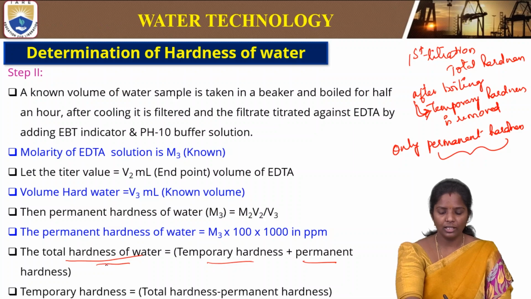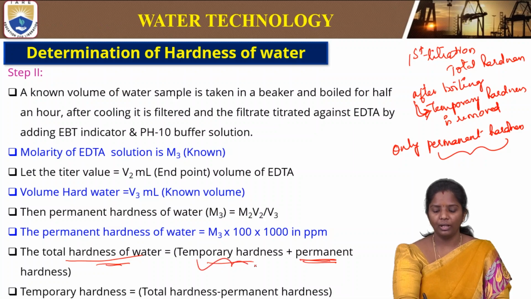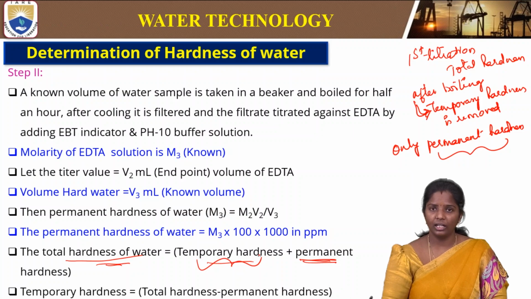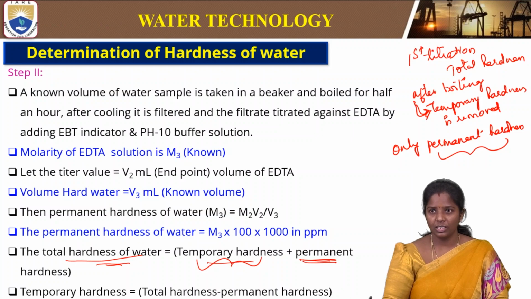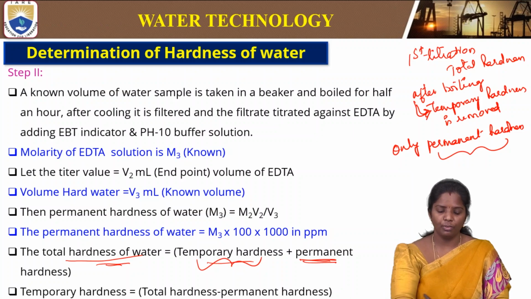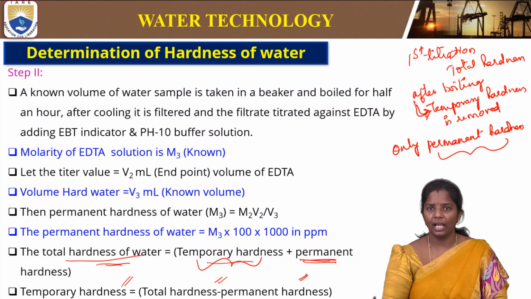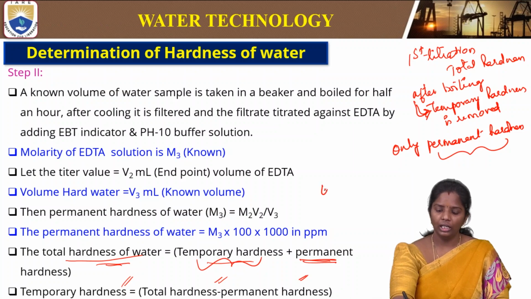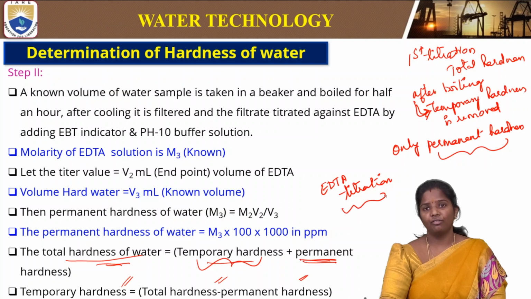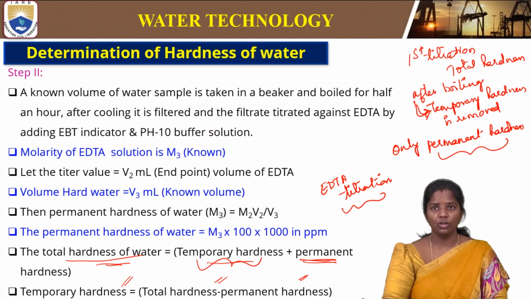From the total hardness and permanent hardness, we can determine the temporary hardness. Total hardness is a combination of both temporary and permanent. After boiling, when we titrate, it will give only permanent hardness. So temporary hardness is equal to total hardness minus permanent hardness. This is how we will be calculating the temporary hardness, total hardness and permanent hardness using the EDTA titration method. This is also called the complexometric method, wherein the metal ions form a complex with the EDTA. So let us go into the problems and understand how we calculate theoretically.